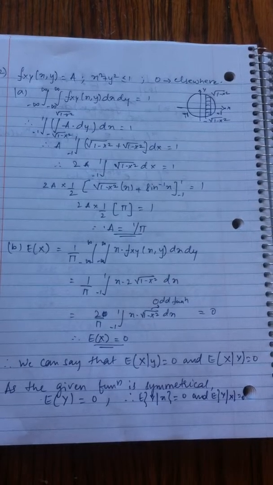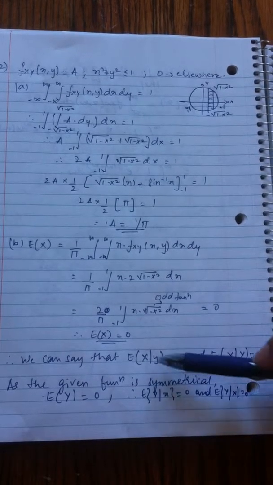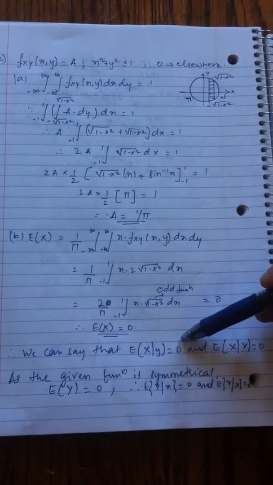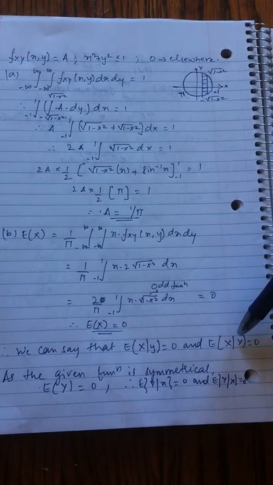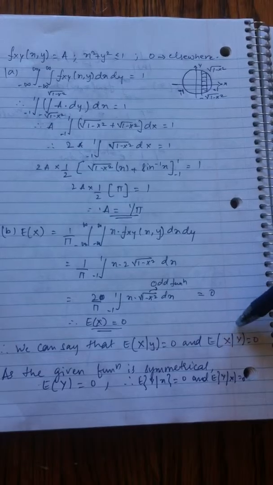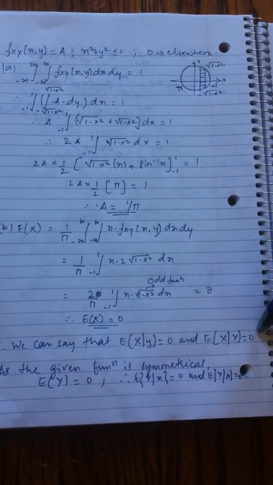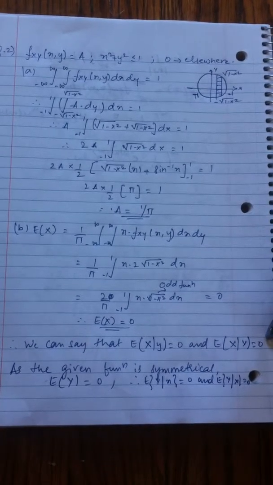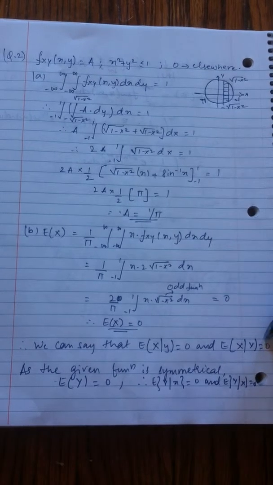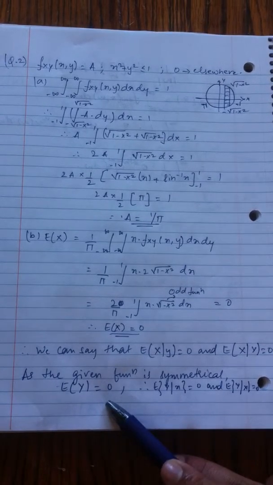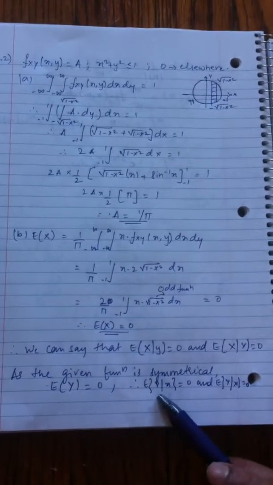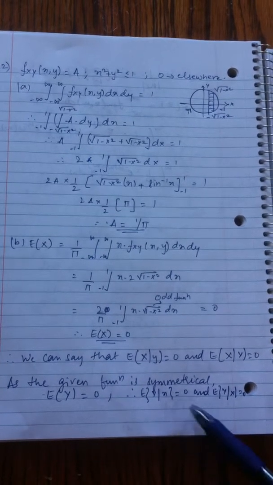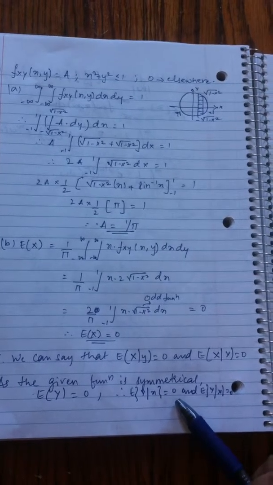Similarly, the expected value of capital X given small y is equal to 0, since E of X is 0, and the expected value of X given capital Y is also equal to 0. Now, since the given function is symmetrical, we can say that the expected value of Y is also equal to 0, and the expected value of Y given small x and the expected value of Y given capital X are also equal to 0.